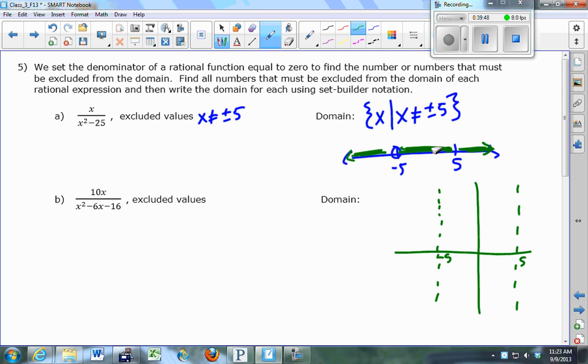You could factor it, right? But the question you're asking is, when is x squared minus 25 equal to 0? That's the question of the hour. When is the denominator equal to 0? So you set your denominator equal to 0.